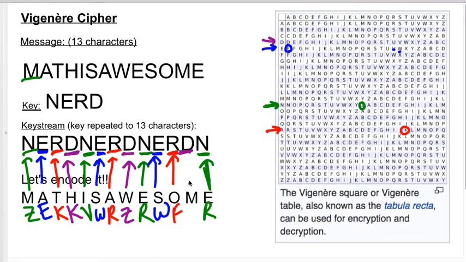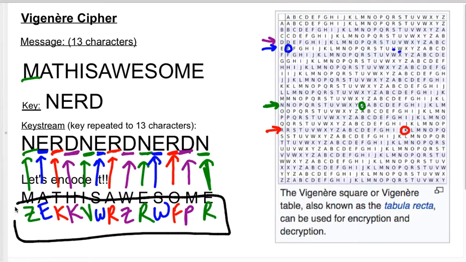And then I'm going to go to the D row and I want to look up M. So I go to the D row, I look up M and it's a P. So this right here, this crazy string, that is my encoded message. And that is how you use a Vigenere cipher.